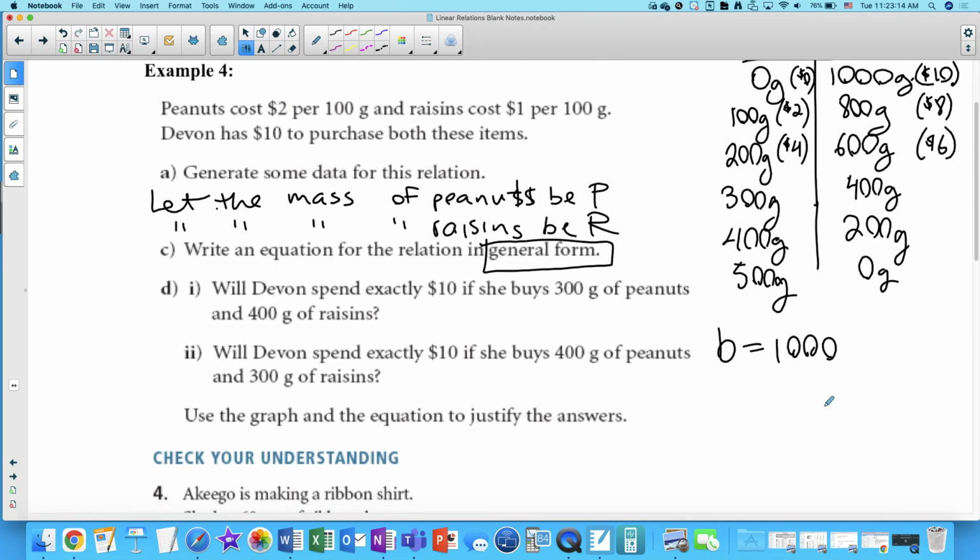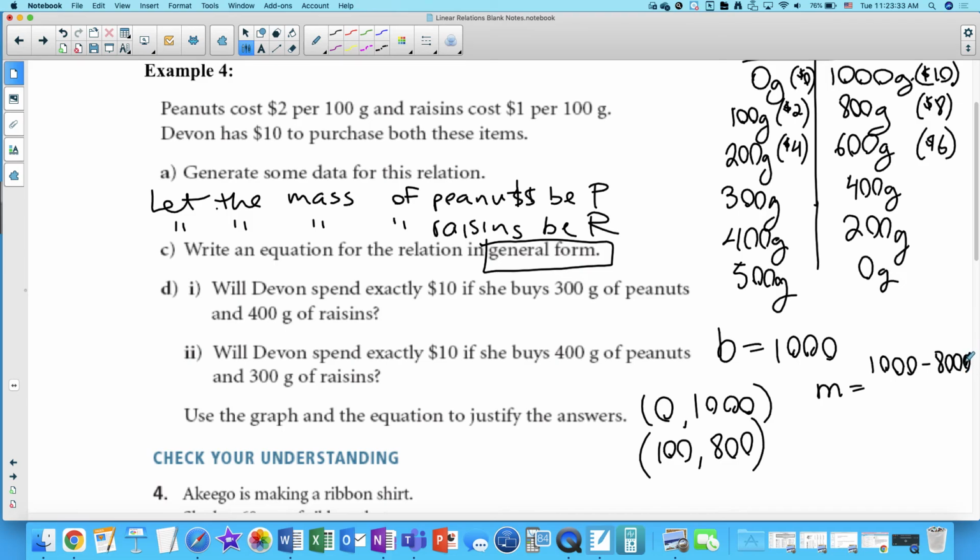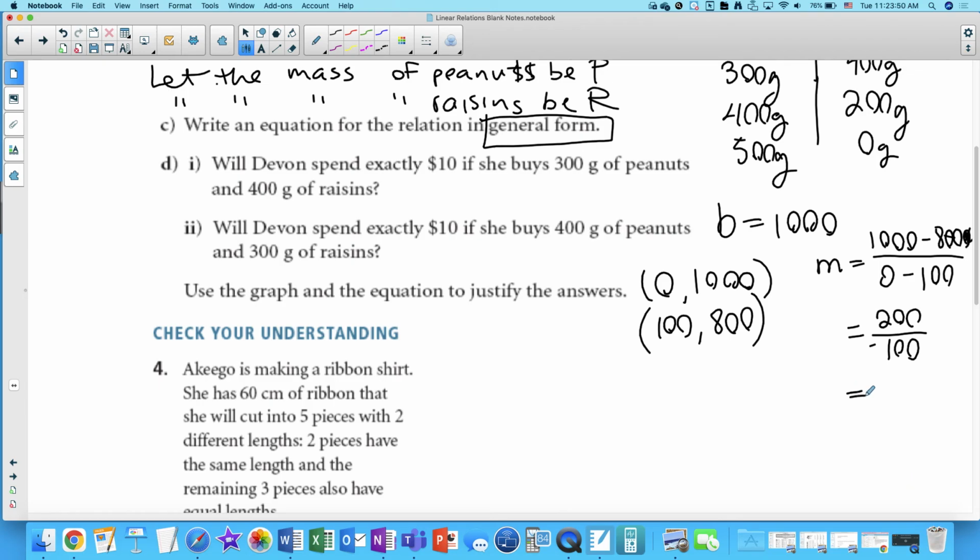So I could use any two data points. I could use 0, 1,000, and 100, 800, for example, to get my slope. And if I use those 2 points, I'll have y2 minus y1, 1,000 minus 800. Not 8,000. Over 0 minus 100. Okay, and that is 200 over negative 100, which is negative 2.